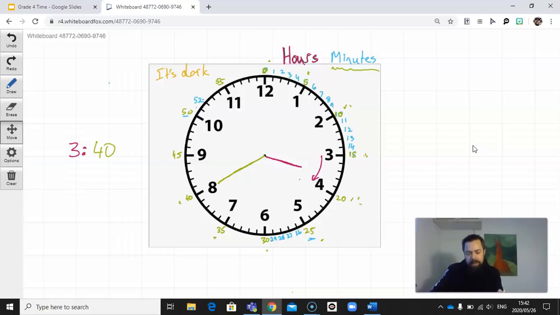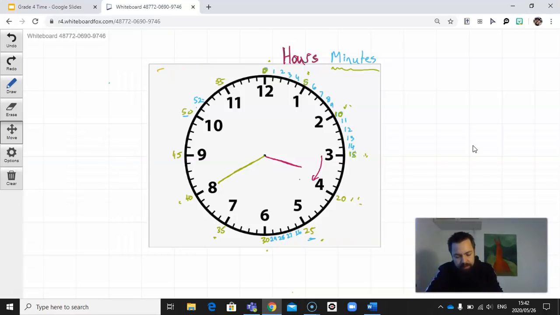And let's have a look at 3:40 and it's dark. Well, if that was in the afternoon, it would be light at 3:40. But at 3:40 in the morning, when hopefully most of you are fast asleep in your beds, it will be dark. And so we can see that this is 3:40 AM. Let me give another example.